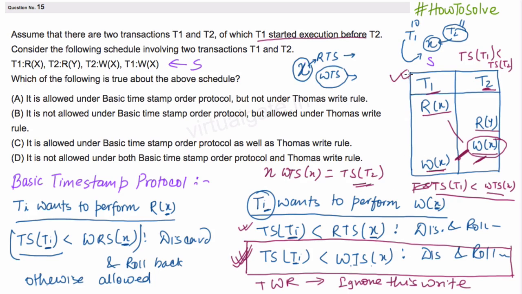So we now know that this schedule will not be allowed under the basic timestamp protocol, but will be allowed under the Thomas Write rule. Which option says this? The option saying it is allowed under the basic timestamp protocol is wrong. The option saying it is not allowed under the basic timestamp ordering protocol but allowed under the Thomas Write rule is right. So B is our correct option.